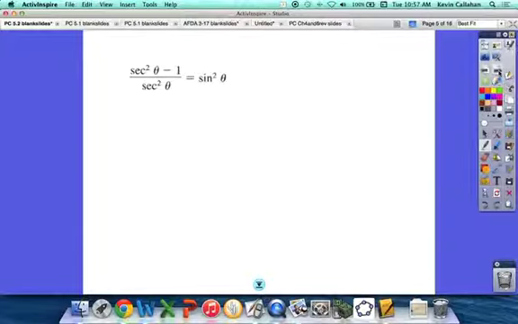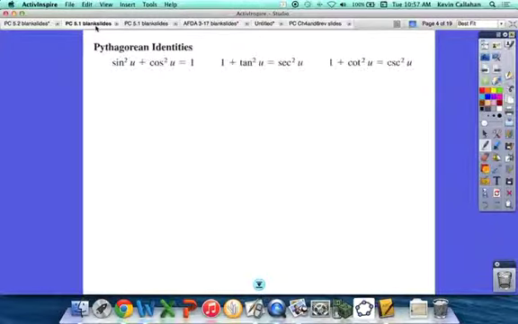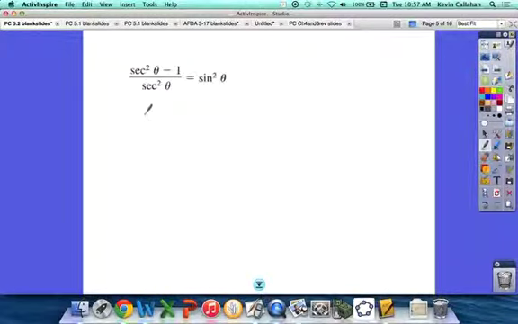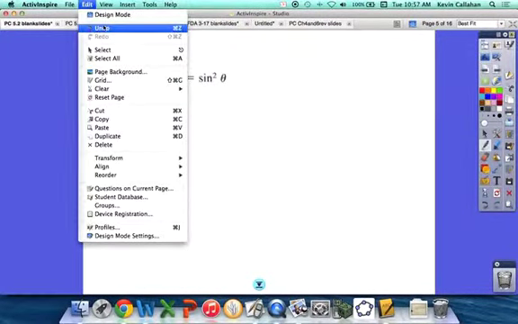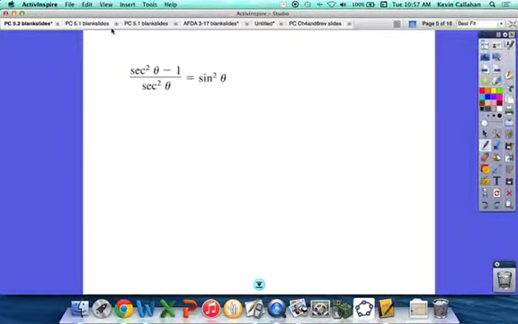Well, secant squared minus 1. That ought to make you think of a Pythagorean identity. If we look at that, secant squared minus 1 would be equal to what? Tan squared. So we can use that. Tan squared theta over secant squared theta. Okay, still not where we need to be. What else could we do?